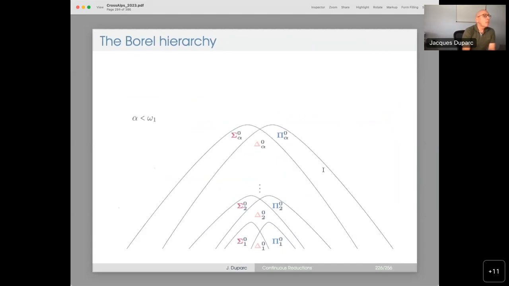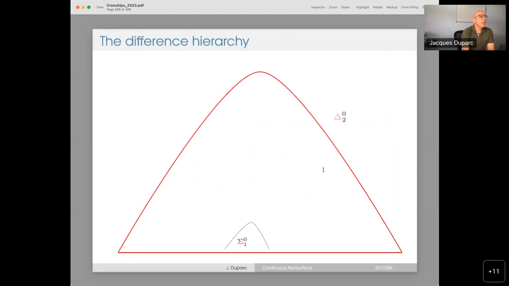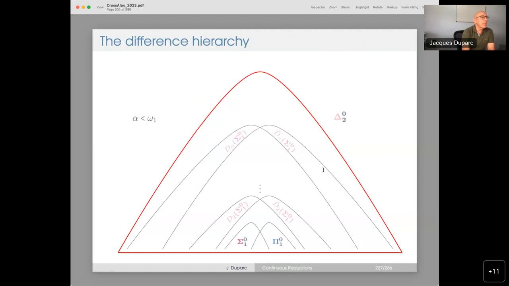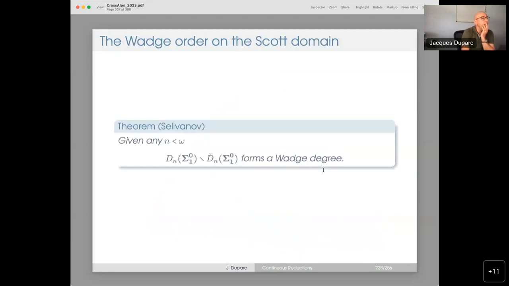Okay, so it looks the same, but let's focus on this part, delta 0,2. Inside delta 0,2, you have open, closed, and the Hausdorff-Kuratowski hierarchy that you see coming here. What can we say there? We can say that this was due to Victor Selivanov. When n is an integer, the difference of n sigma 0,1 sets, and this is the dual class, forms a Wadge degree. So it started well. We thought, well, probably it's going to be nice.